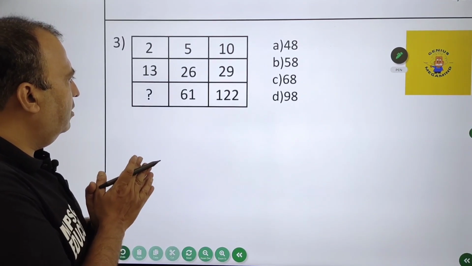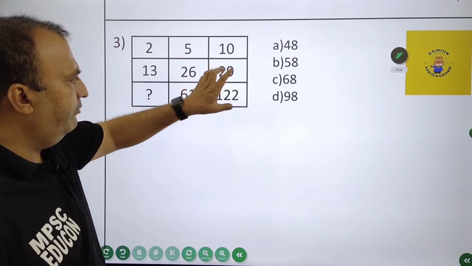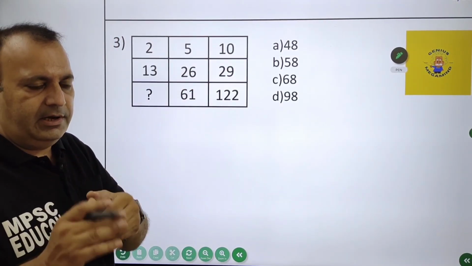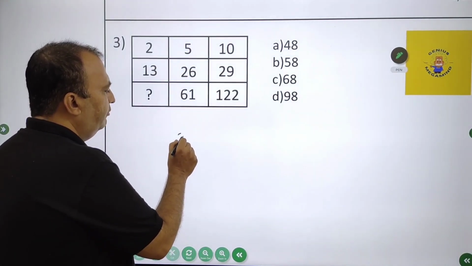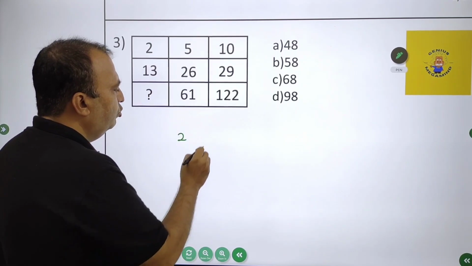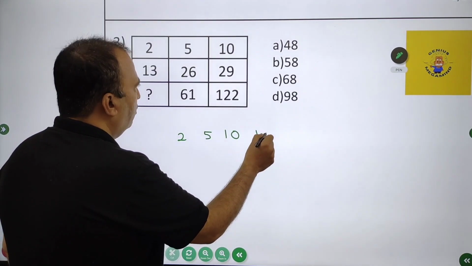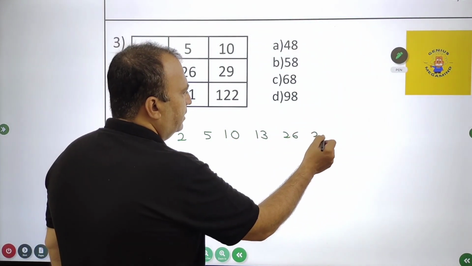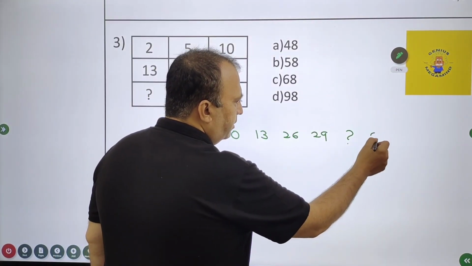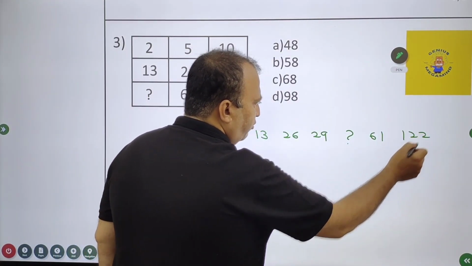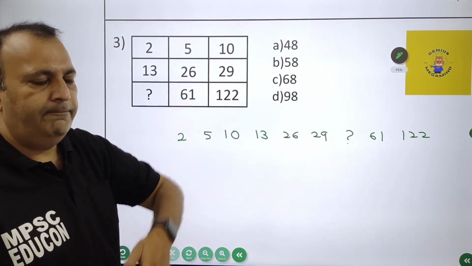Again, if I observe the question very carefully, I am finding a very small number over here and a very big number over here. So I can come to a conclusion that there's a kind of series involved. So I am going to deal with the question like this. The smallest number is 2, then the next number is 5, then 10, then my friends 13, then 26, then 29. Fine. So obviously the question mark will be placed over here, then it is 61 and the last number is 122. So I arrange the numbers in an increasing order from the smallest to the biggest.